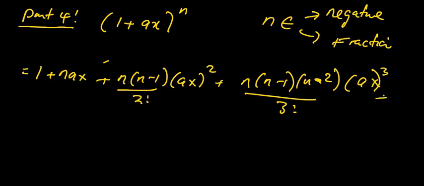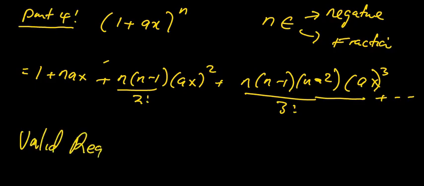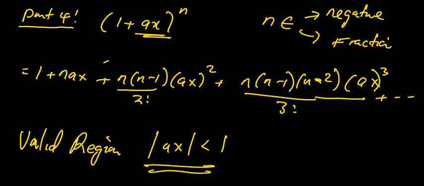Then why are we ending here? Because you will always be told to go up to the 4th term, or to the term that has x to the power 3. That's the furthest you can go, because it's a series, it's non-terminating. Another thing you need to know is the valid region where your expansion is found. This is always the modulus of whatever is here, ax, less than 1. This is how you get the valid region.